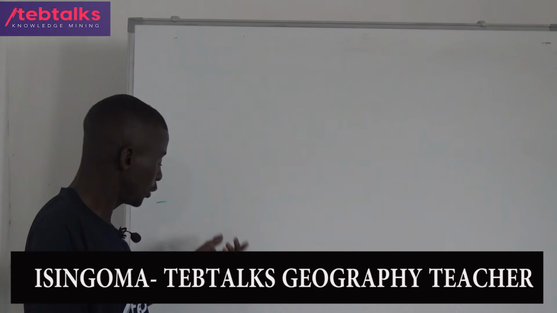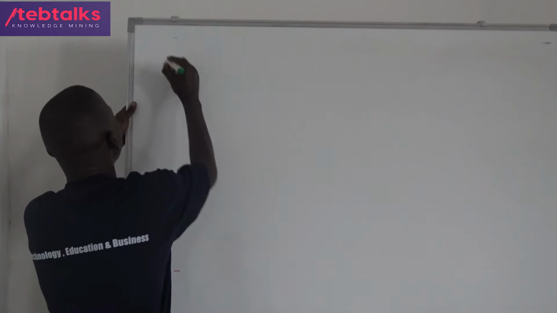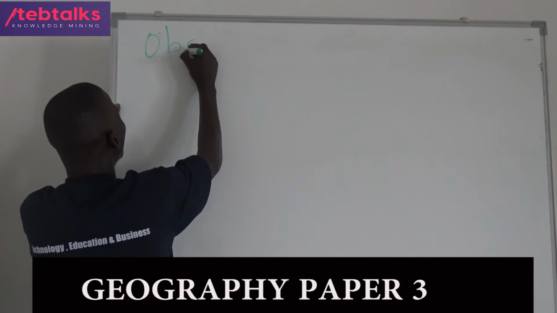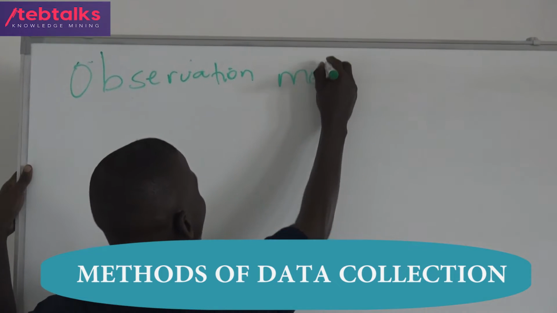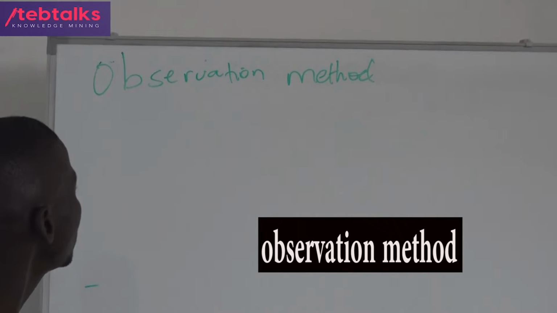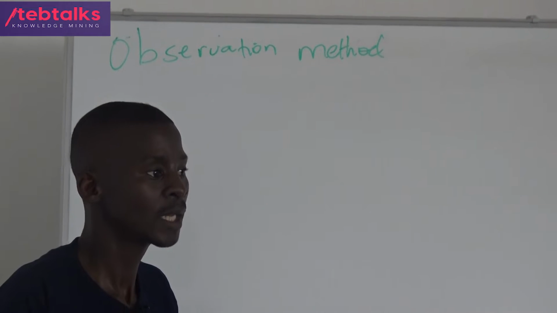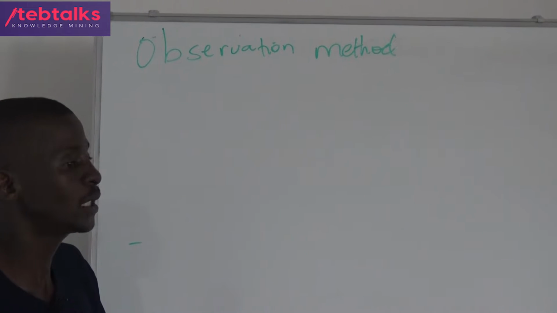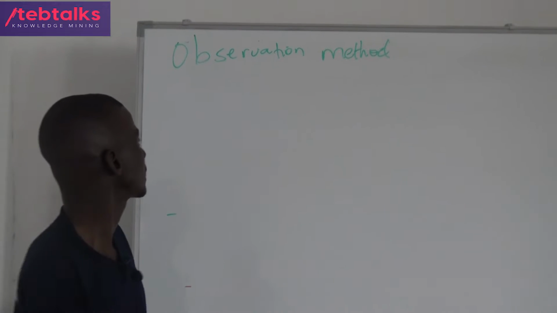So we'll continue to explain our methods of data collection. We are explaining that first method called the observation method. By definition, I said it is a method of data collection that involves the use of our naked eyes to see different geographical features.